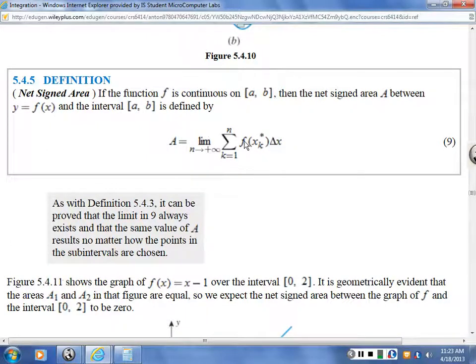So it doesn't matter. Let's say I have a function that looks like this, and I want to integrate from a to b. I take this triangle plus this triangle minus this triangle. And I would get the area under the curve from a to b. So it's kind of nice that this takes it into account.